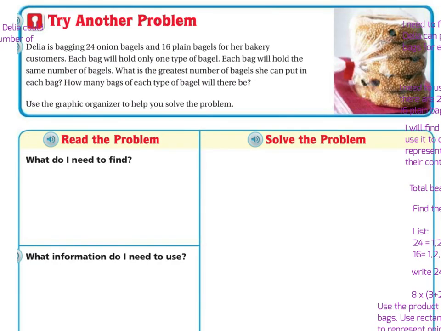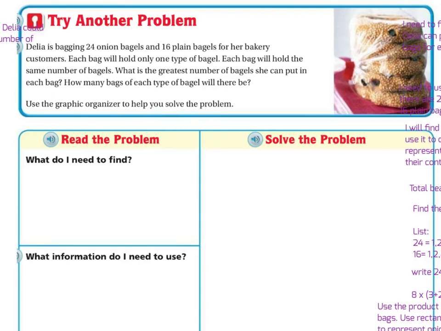Let's do one more problem before you work together. Delia is bagging 24 onion bagels and 16 plain bagels for her bakery customers. Each bag will hold only one type of bagel, and each bag will hold the same number of bagels. What is the greatest number of bagels she can put in each bag? And how many bags of each type of bagel will there be? We're going to use the graphic organizer to help us solve the problem.